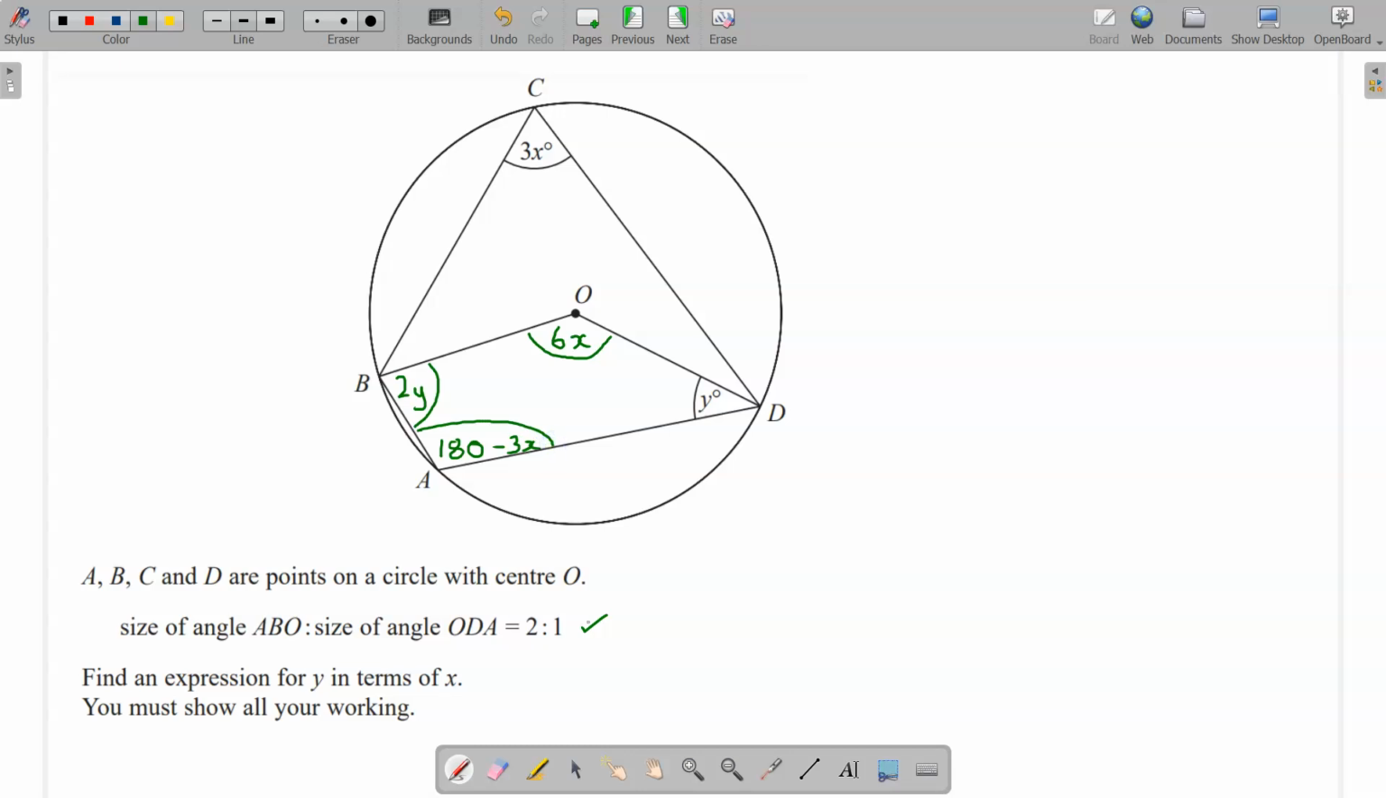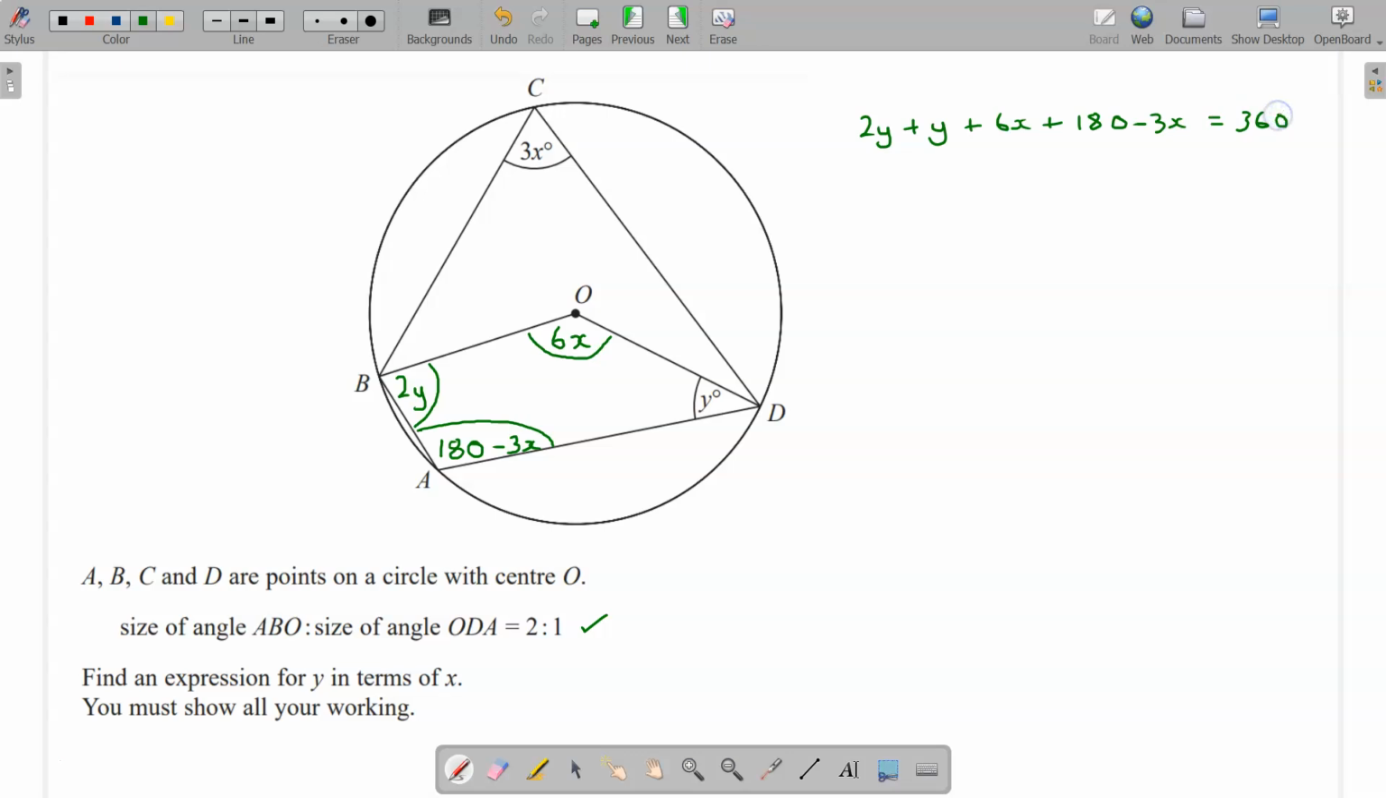Okay, so I've now got all 4 angles inside this quadrilateral ABOD. And I know that the angles in a quadrilateral add up to 360. And I've got to write y in terms of x. So I'm just going to make a statement here. This is my working, you see. I've got 2y plus y plus 6x plus 180 minus 3x, and all of that added together I know is going to be 360.